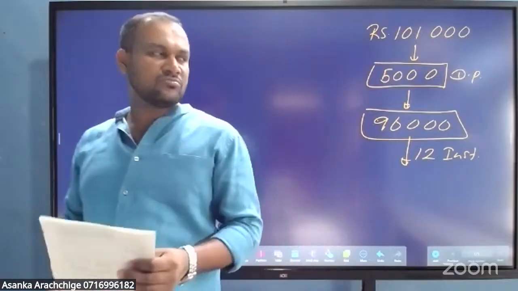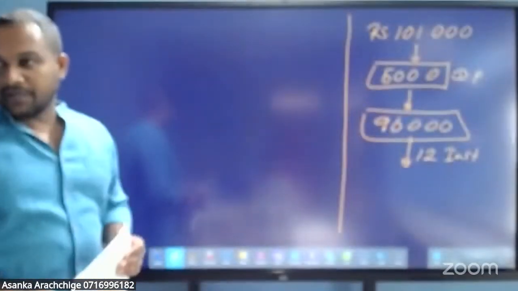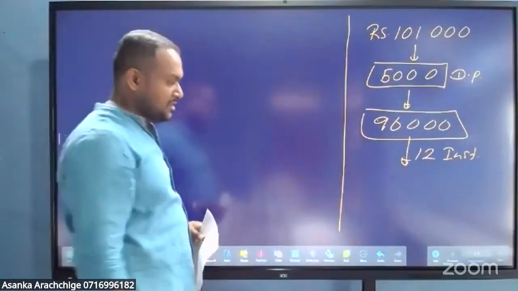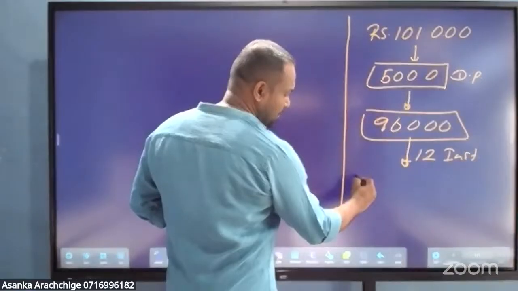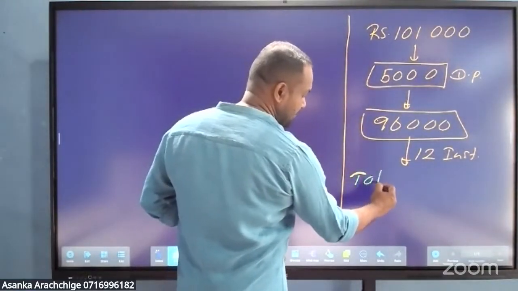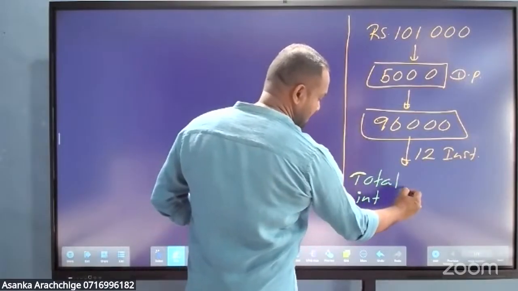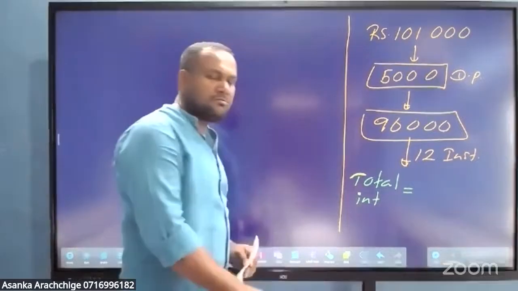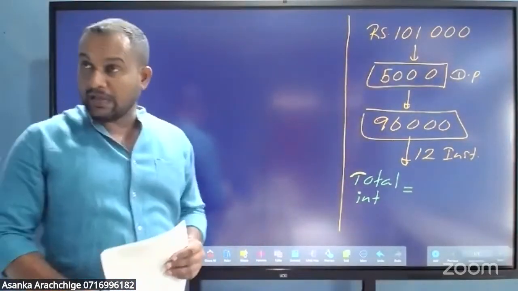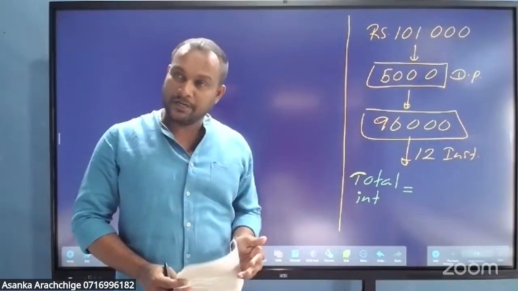You know, when we solve this kind of question, the most important formula, the equation, is the equation for the total interest. This is the most important equation or formula when we work out a reducing balance interest problem. The equation or formula for the total interest.